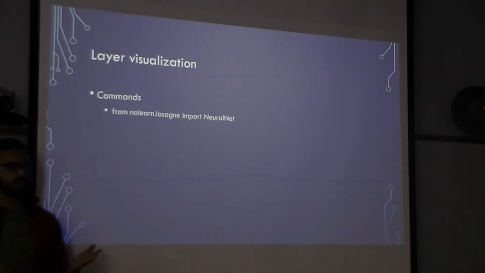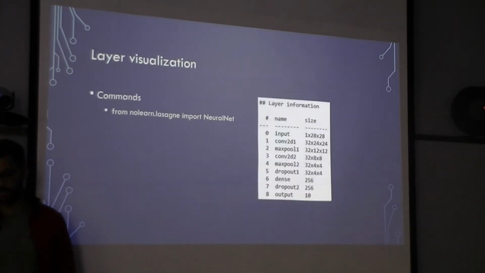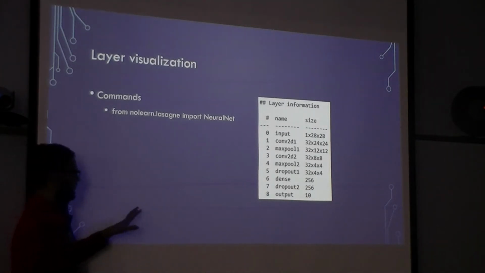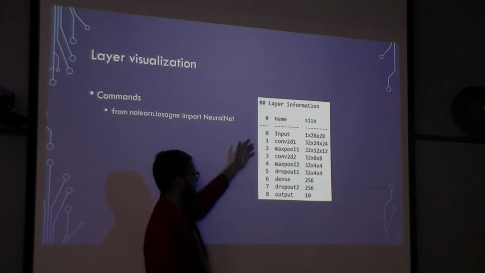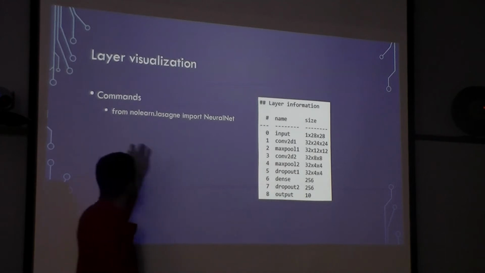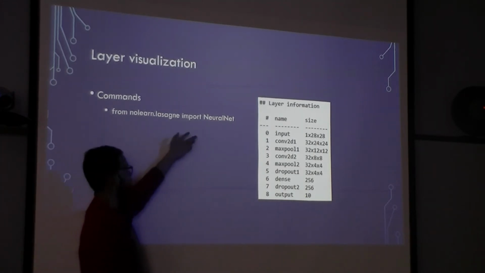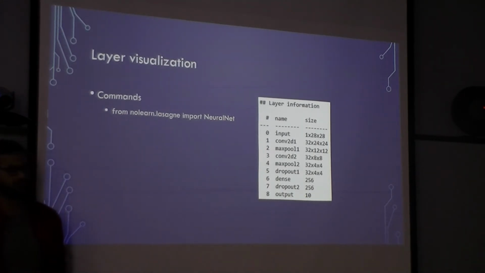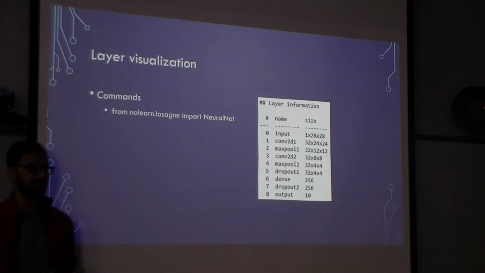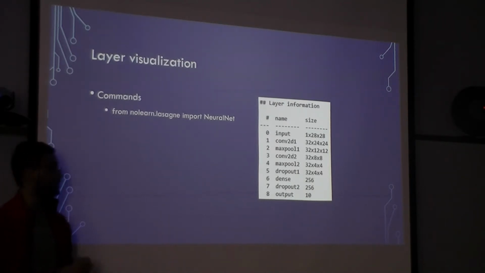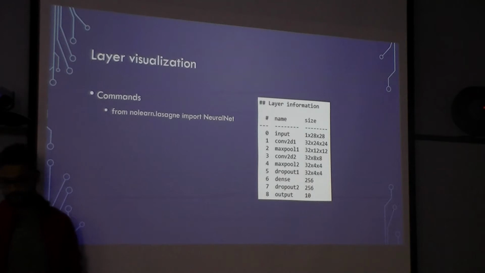And there is one very cool thing that comes with Lasagne. It's called nolearn, and it will calculate the layer size of every layer for you. All you have to do is just use this command, from nolearn.lasagne import NeuralNet. So it will tell you everything from the number of parameters to what your layer size is and what the shape of the layer is.